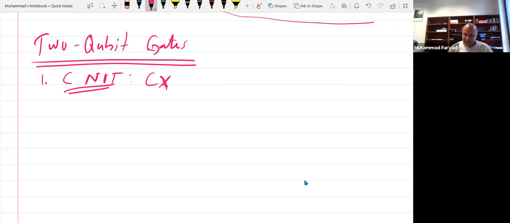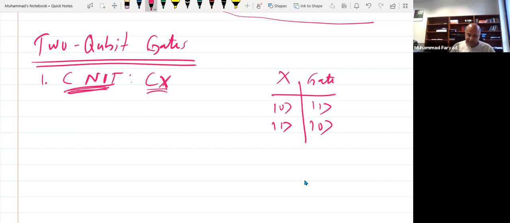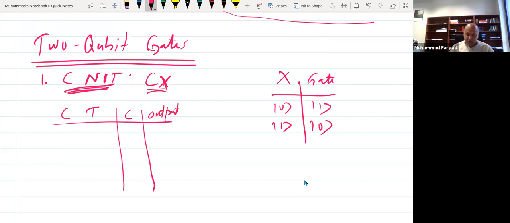So the X gate that we studied last time was like this: the 0 state is transformed to 1, and the 1 state is transformed to 0. But this CNOT or CX gate is something like this: you have 2 inputs. One is called the control input, and the other is called the target input. And then at the output also we have control and target. So control goes to the output as it is, and the target is changed. So the definition of this gate is like this.